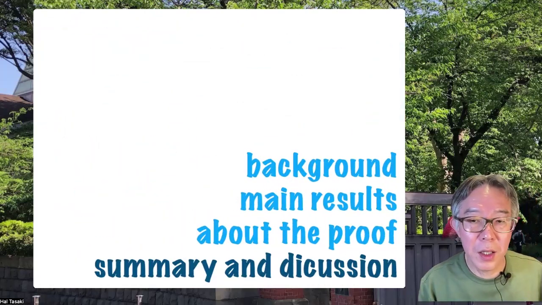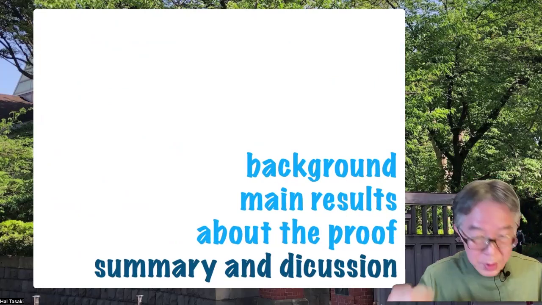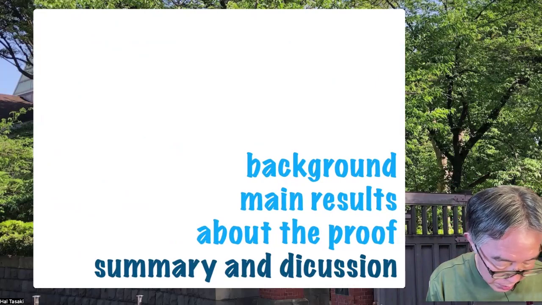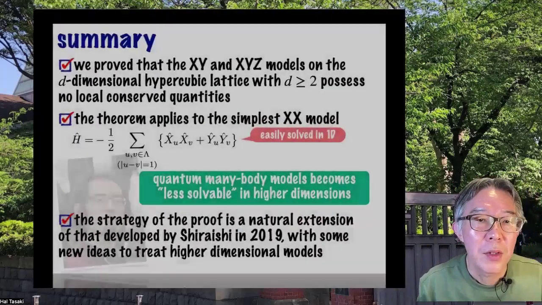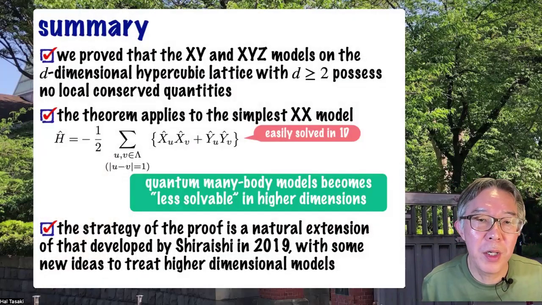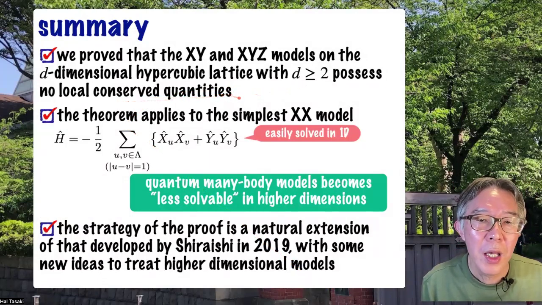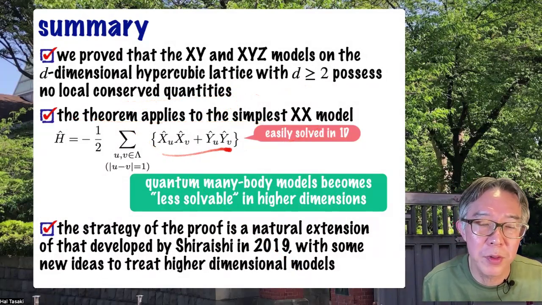Okay, so that's all for the strategy of the proof, and let me finish this talk with a summary and discussion. Here's a summary. We proved that the XY and XYZ models on the d-dimensional hypercubic lattice in two or higher dimensions possess no local conserved quantities. And in the simplest case, our theorem applies to the XX model with this very simple Hamiltonian.